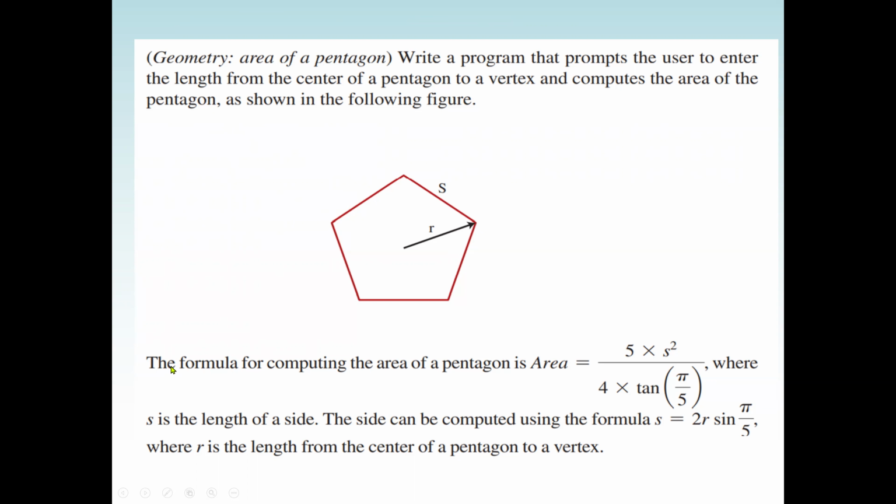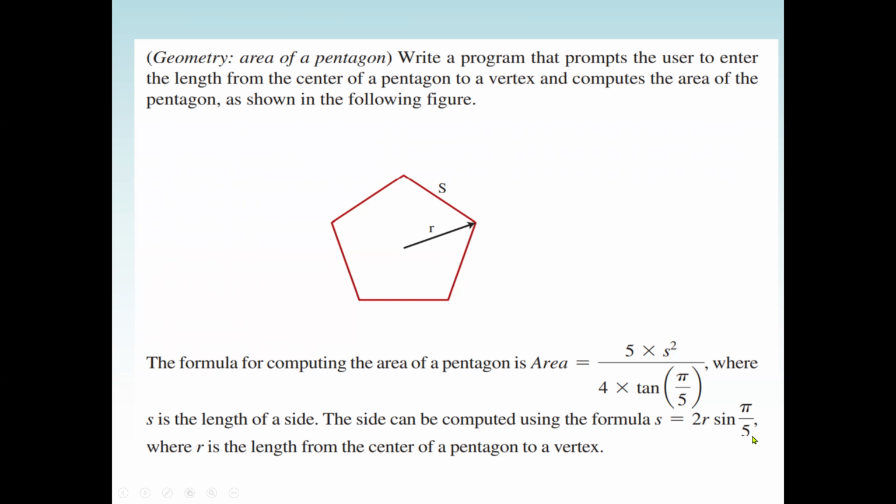Now they give us the formula. The formula for computing the area of a pentagon is area equals 5 times the side squared, divided by 4 times tan of pi over 5. Here we don't know the S value, we only know the R value. And in the question, they said to find the side, the formula is S equals 2R sine pi over 5.